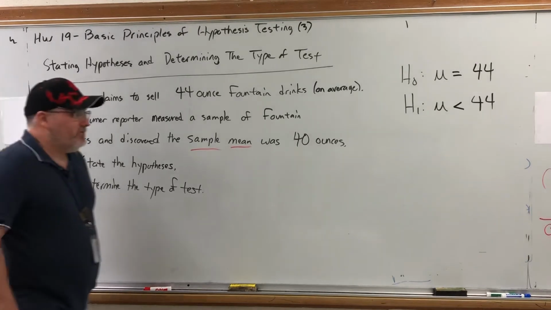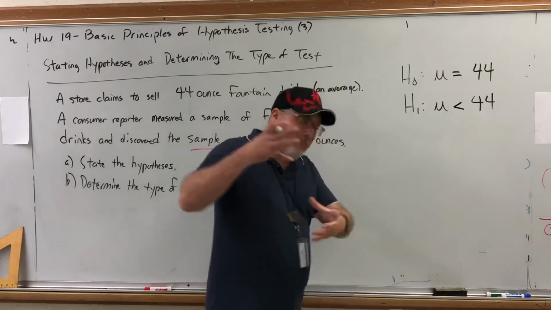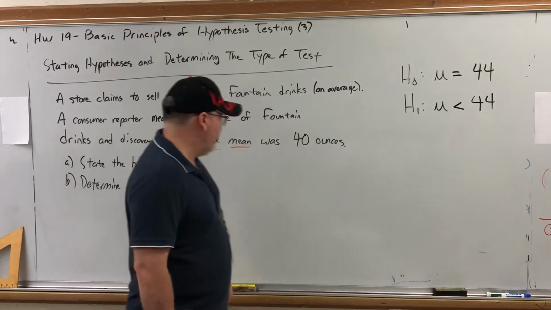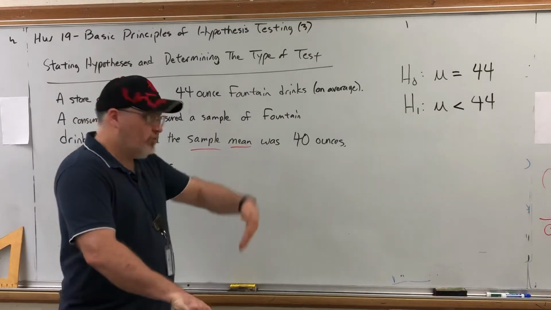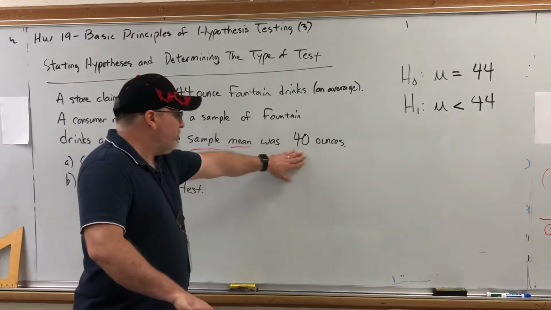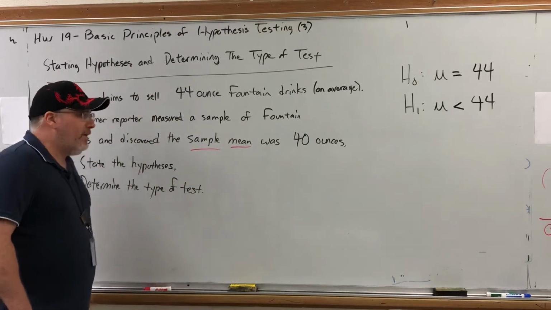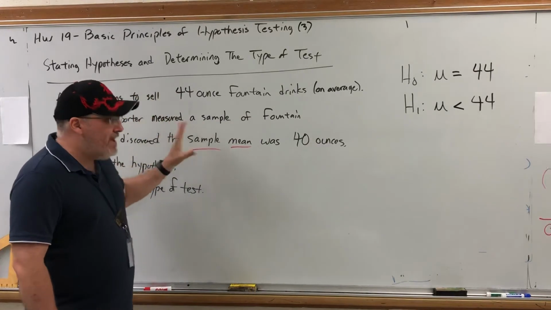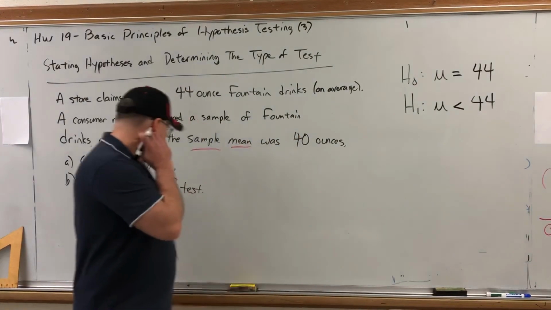The store claims that the average content of all of their fountain drinks are 44 ounces, or at least the 44-ounce cups. And the evidence suggests, no, it's less than 44 ounces. Now, where's the 40? Probably in the cooler in the back of the store. That was a joke. So where's the 40 ounces play out in all of this? Well, as we actually go through the motions of hypothesis testing, we will be using this. But for now, it's only giving us the evidence for what the alternative hypothesis should be.